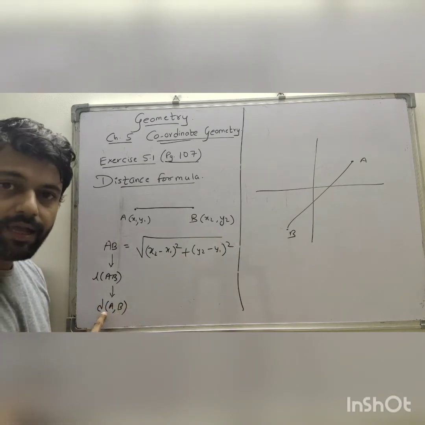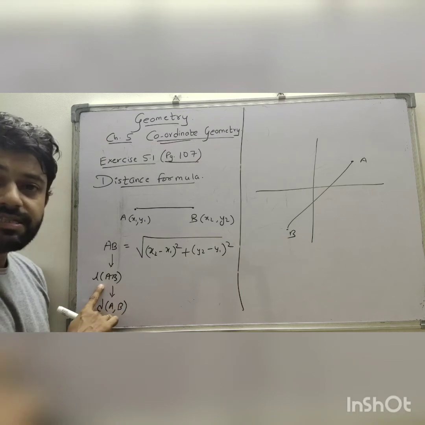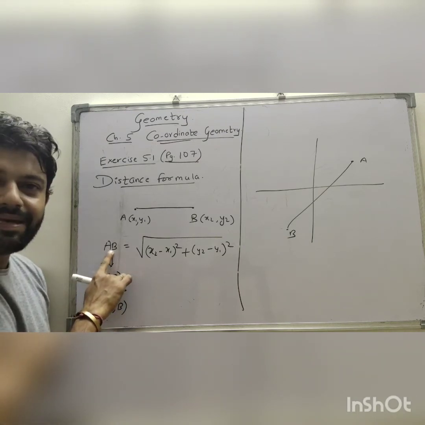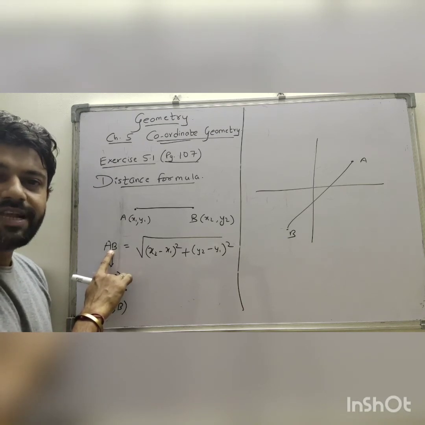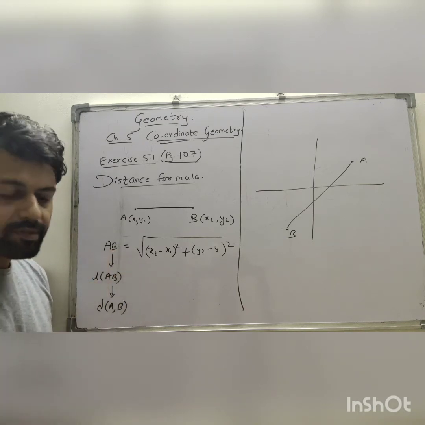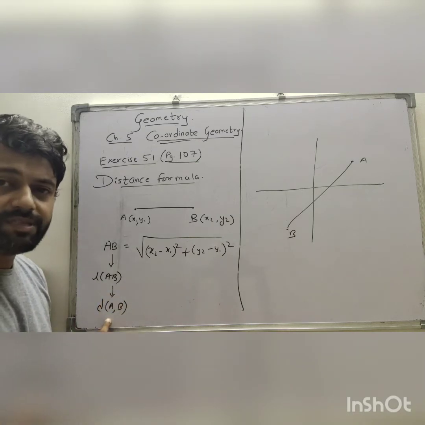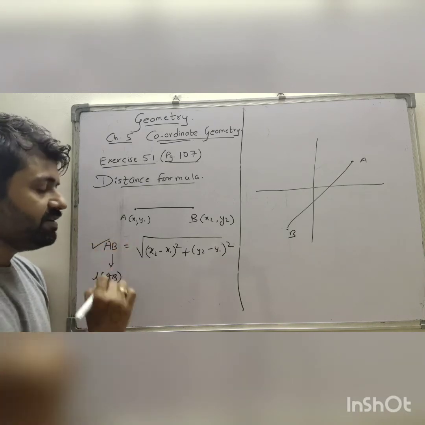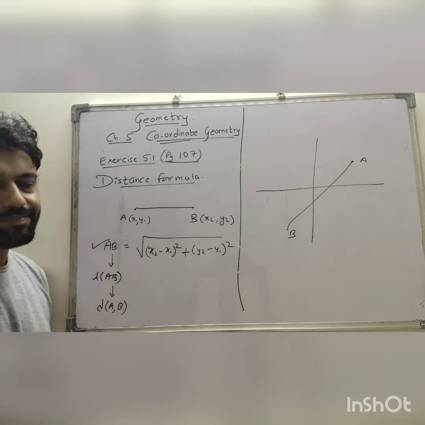D(A, B) is read as distance between the points A and B. This is read as length of segment AB. Both are simply written as AB. Henceforth, we will always write simple AB. If you want, you can write length of segment AB, or distance between the points A and B. But this is the format. We will always use the above format, simple AB.